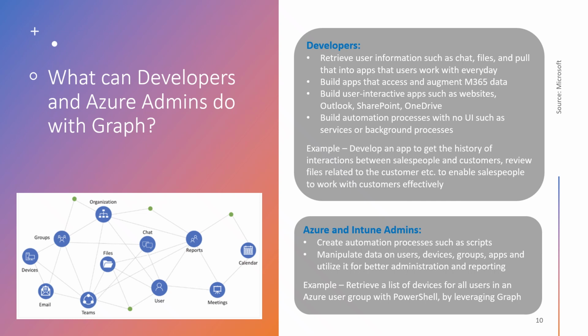And on the other hand, speaking of Azure and Intune admins, they can use Graph to implement automation using scripts. Azure admins can pull data on users, devices, groups, and apps and utilize it for reporting purposes and for better management and control of their environments. A real-life example would be to retrieve a list of devices for all users in a particular Azure user group using PowerShell, which in turn calls the Graph API.